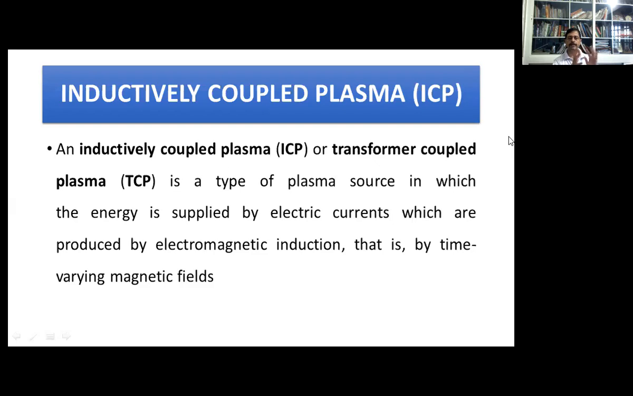So here, inductively coupled plasma is not a complete instrumentation. It is the source of generation of energy. We should have a second part, which is in the form of a spectroscope. Maybe mass spectroscopy, atomic emission spectroscopy, optical emission spectroscopy, etc., which makes the instrument complete. Let us try to understand further.